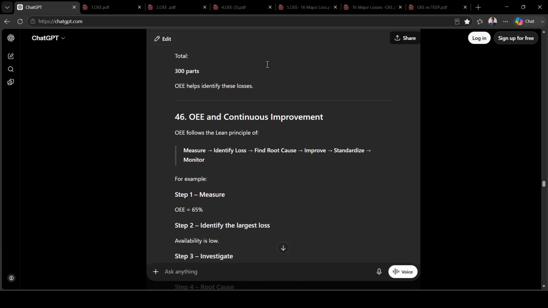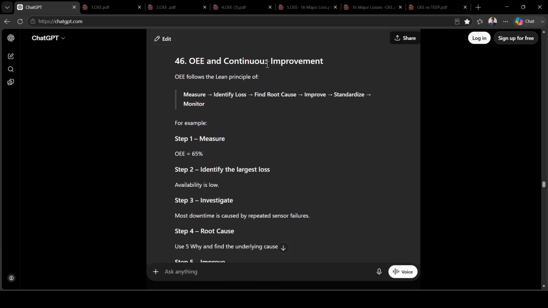So, OEE and continuous improvement. We follow the lean principle. We measure, identify loss, find the root cause, improve, standardize, and monitor. This is the type of process we follow under continuous improvement.